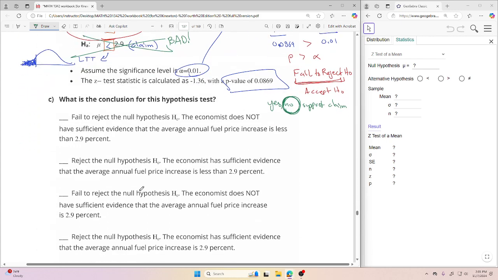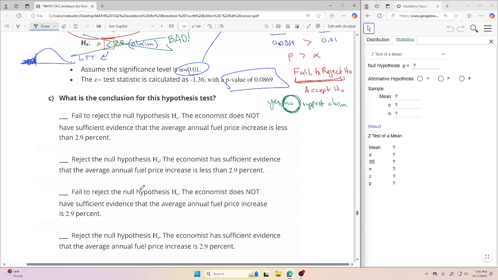And so now I need to match up my verbiage, my thoughts with A, B, C, or D. You like A? Fail to reject. I like it. Not support, blah, blah, blah. And then, yes, that less than amount is what we had right there. Yes, so that was the claim. Yep, 100% true. Cool.